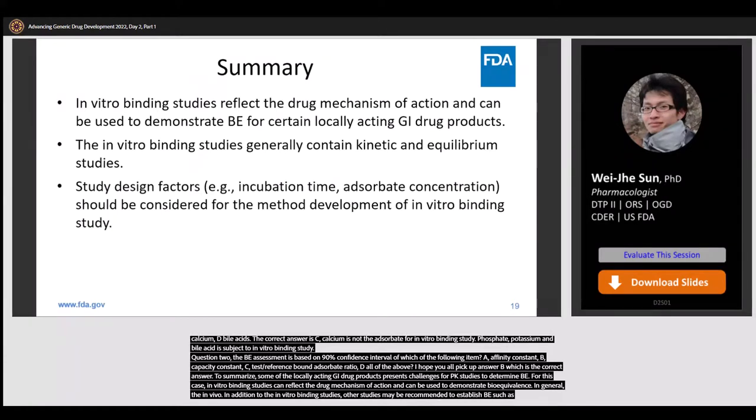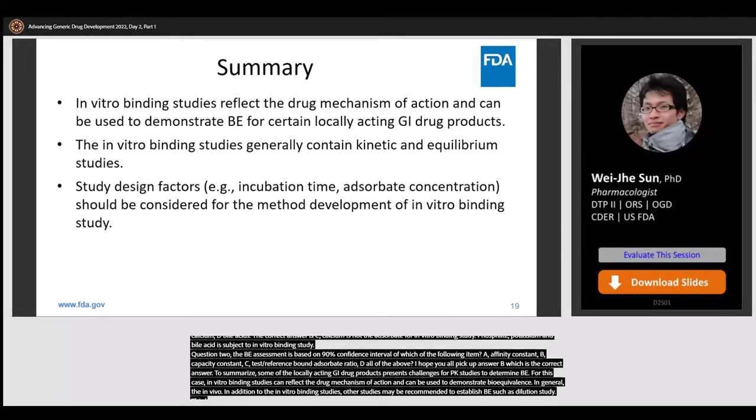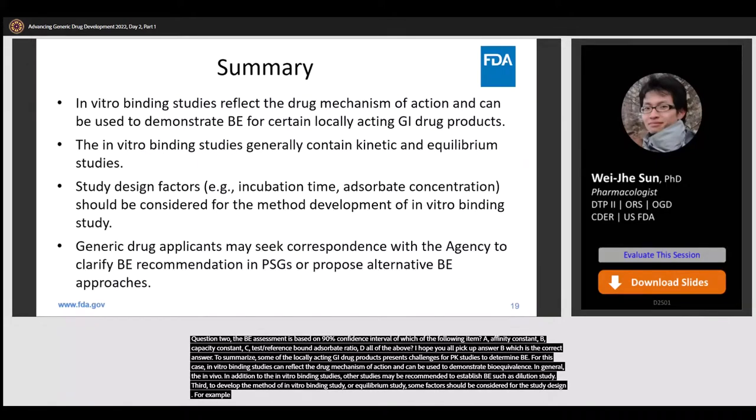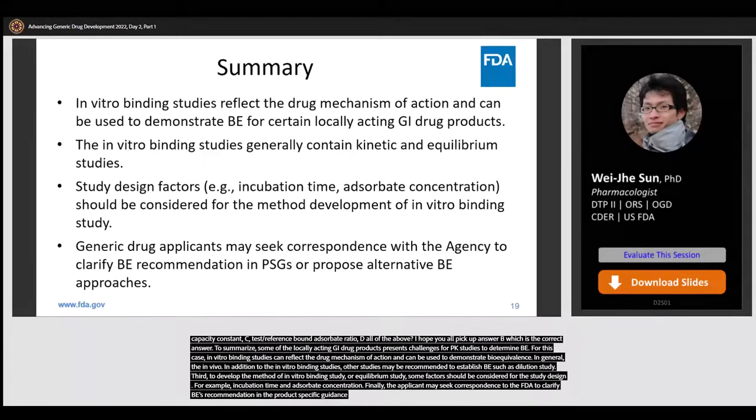Third, to develop the method of in vitro binding kinetic study or equilibrium study, some factors should be considered for the study design. For example, incubation time and the adsorbate concentration. Finally, the applicant may send control correspondence to the FDA to clarify BE recommendations in the product-specific guidance. Or if the applicant has an alternative proposal for BE demonstration, the applicant can also seek correspondence.